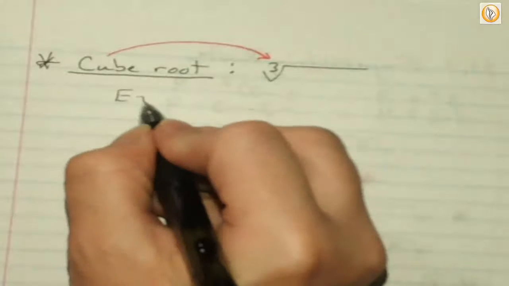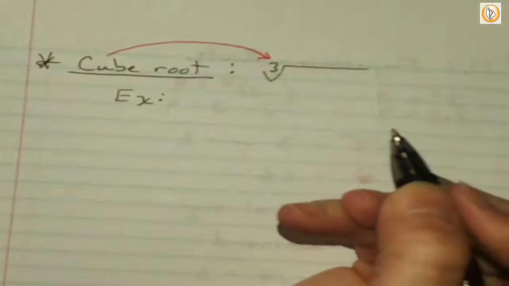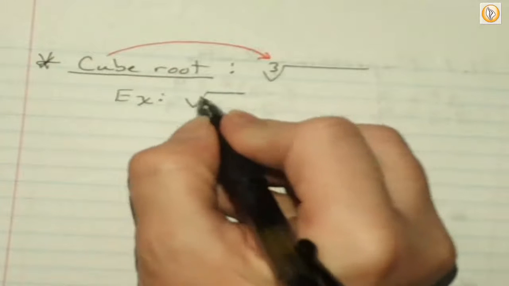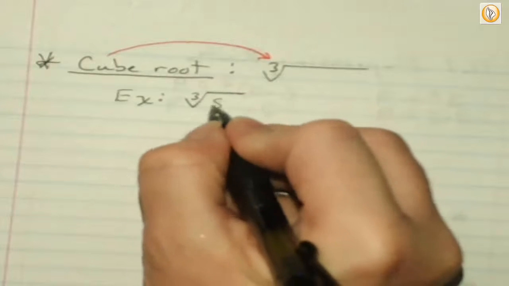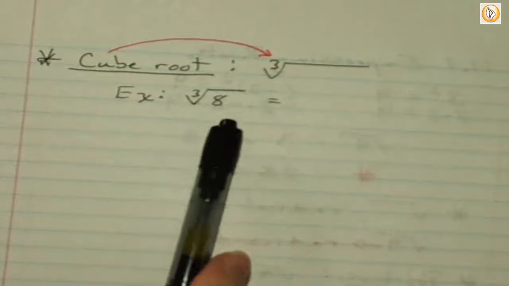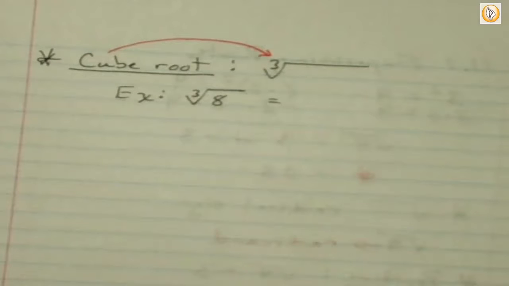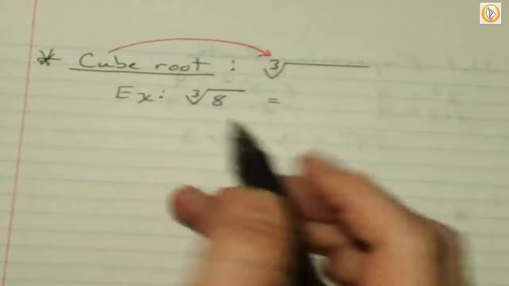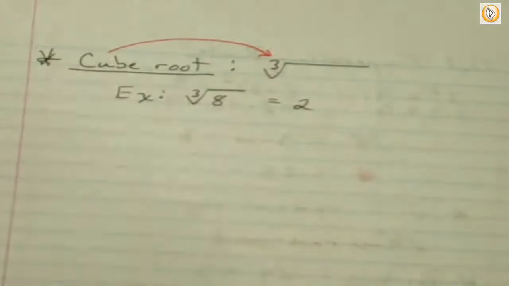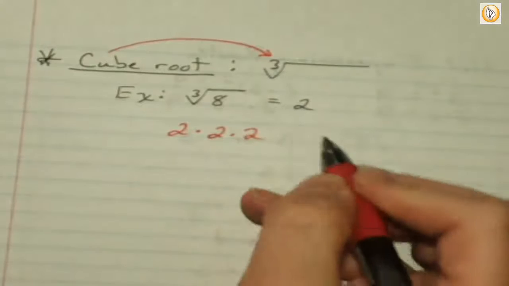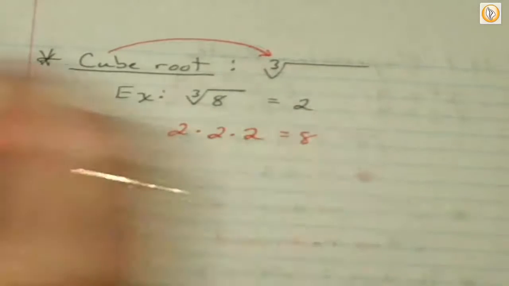So for example, what is the cube root of 8? What number times itself 3 times gives you 8, Gabby? 2. That's right, it's 2, because 2 times 2 times 2 gives us 8.